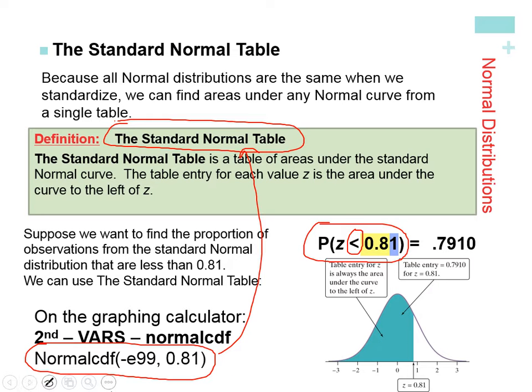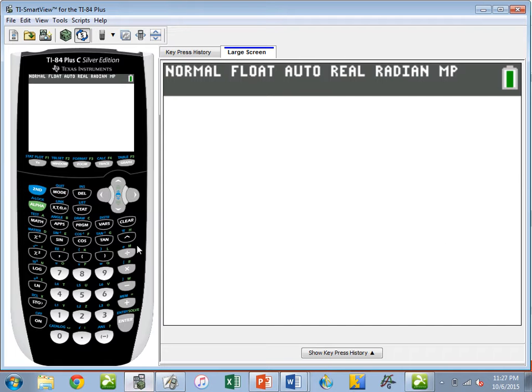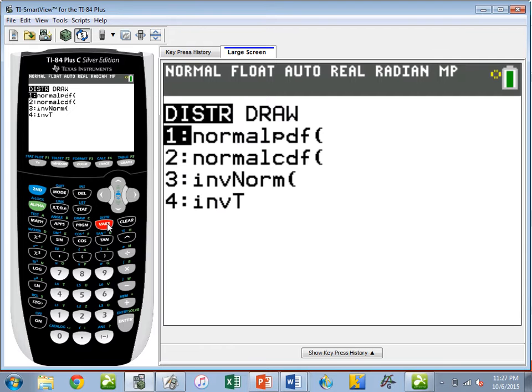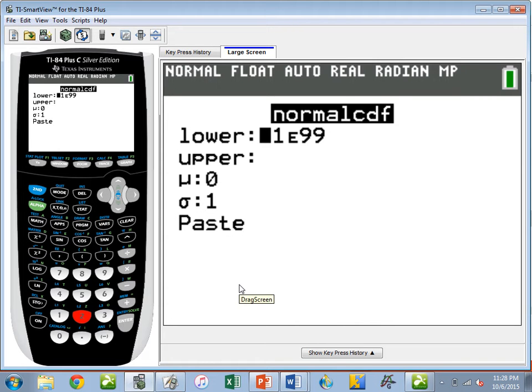So where does this number come from in regards to your calculator? How do I know that the area here, this gray section, really is 0.7910? Let me exit out of here and go to your calculator. To get the standard normal table in your calculator, you push second and this vars key right here. When you do that, looking at the second line down, it's what's called the normal CDF.